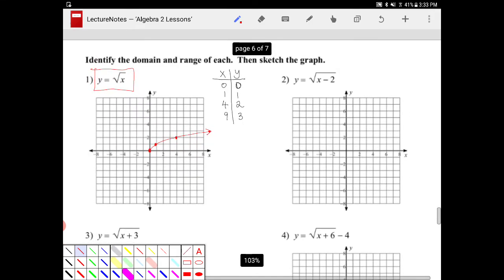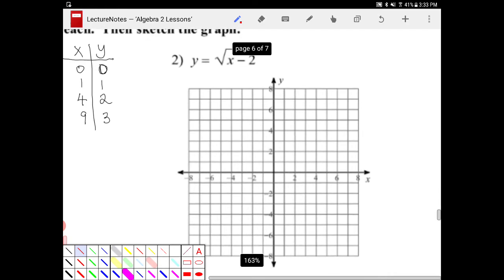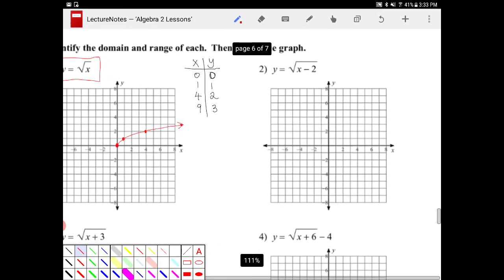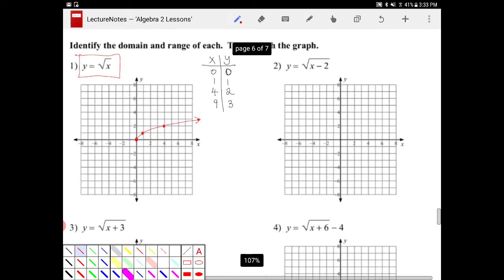So let's take a look at this guy right now. I have square root of x minus 2. Now, are we subtracting 2 from the overall parent function, or are we subtracting 2 from x? We're actually subtracting 2 from x, and if we're subtracting 2 from x, what kind of shift is that going to do? This is going to generate a shift in the horizontal direction. So this is going to be 2 units to the right.